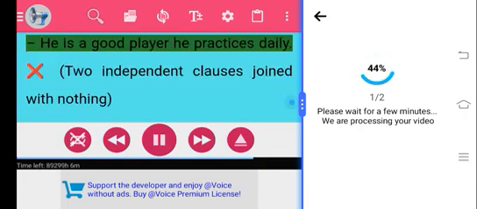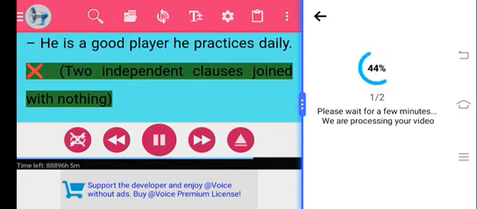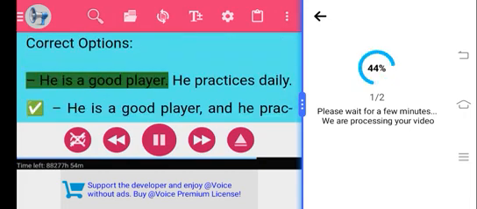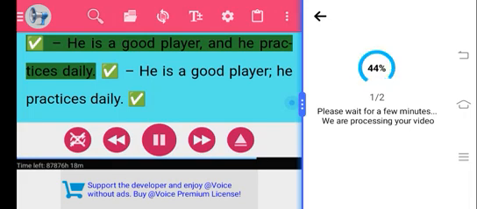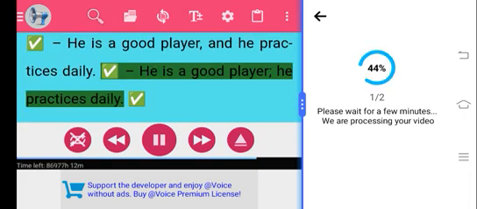Run-on fused. He is a good player. He practices daily. Cross mark. Two independent clauses joined with nothing. Correct options. He is a good player. He practices daily. Check mark. He is a good player and he practices daily. Check mark. He is a good player. He practices daily. Check mark.